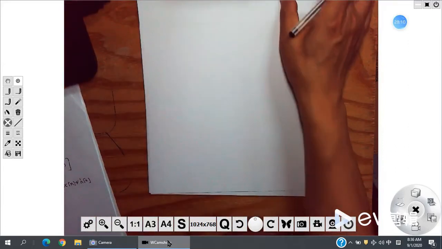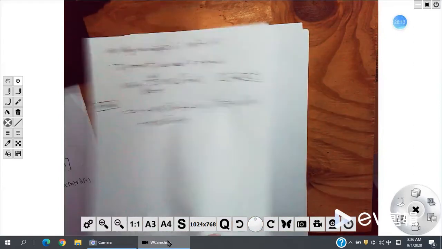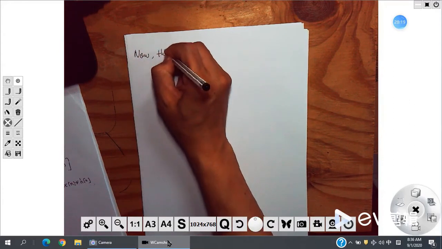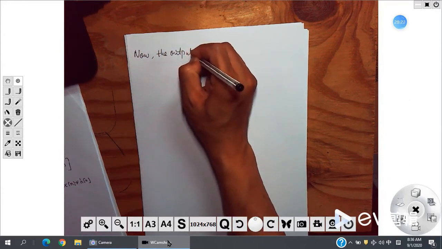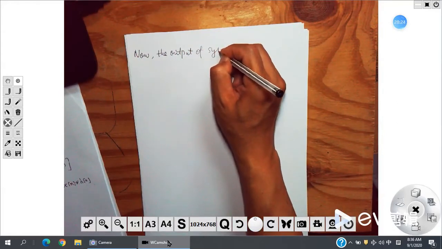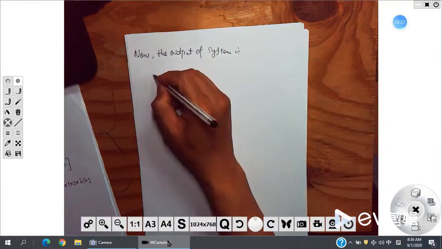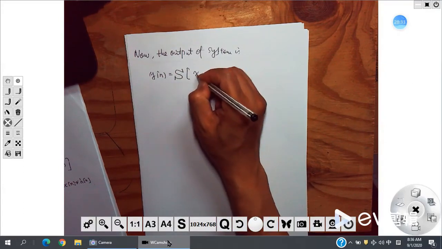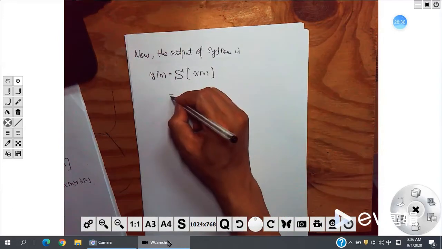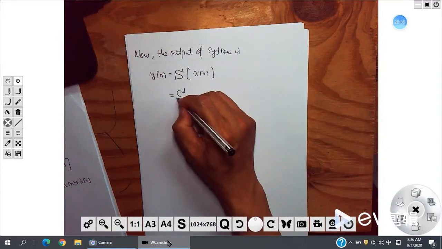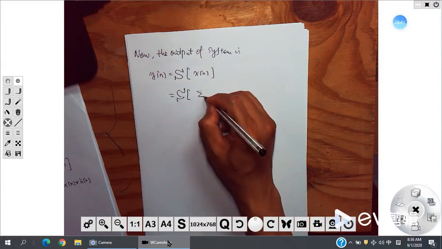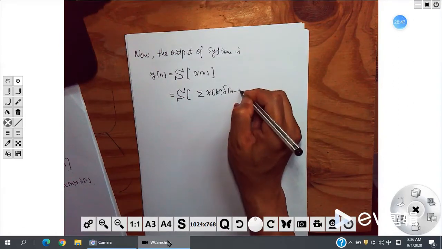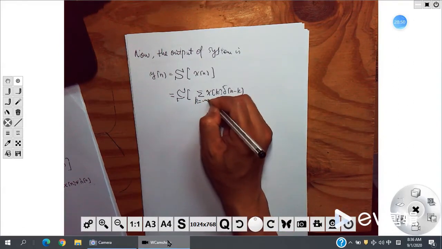Now we check the convolution. What is the output of the system? Y of n is the output of the system when the input is x of n. This is the meaning of the output. Then I rewrite x in terms of the formula we just obtained, which is x of k times delta of n minus k, where k runs from negative to positive infinity.